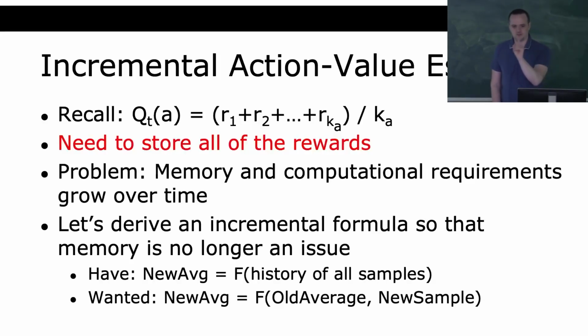So let's first derive an incremental formula for the average so that memory is no longer an issue. What we have right now is that the new average with the new sample is a function of the history of all the samples we've ever done. But what we want is that the new average is just a function of the old average and the new sample. So we only ever have to store those two values, which would be pretty good.